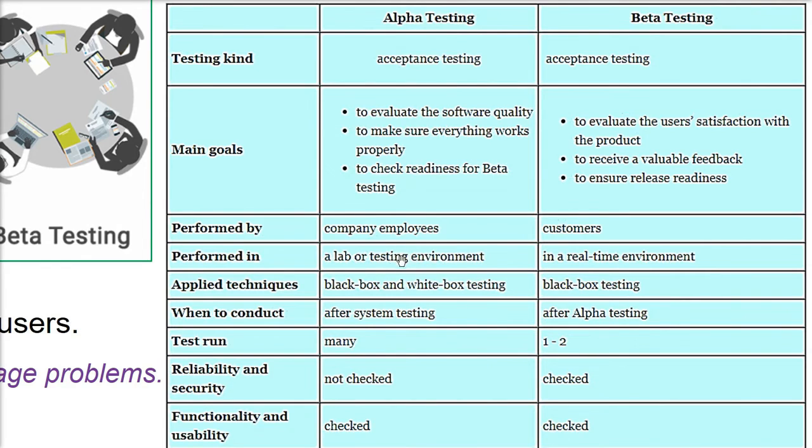Okay, so alpha testing will be performed in a lab or a testing environment. The developer will be there. Beta testing is in a real environment where the software is actually going to be used. In alpha testing, black box and white box testing will be used, and beta testing is totally black box testing. Alpha testing will commence after system testing. Beta testing will only commence after the alpha testing has already been done.